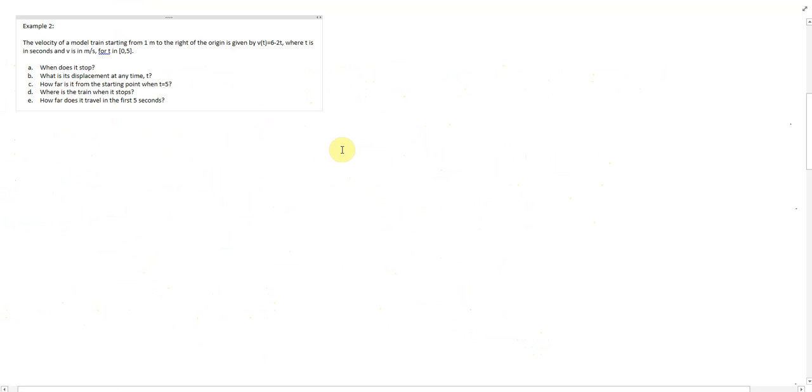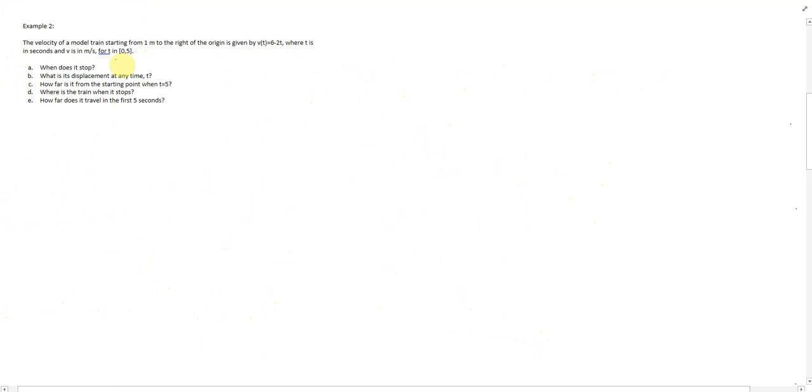Okay, so here's example 2. Let's take a look at it. So this is one that involves kinematics, so motion things. So let's have a look. The velocity of a model train starting from 1 meter to the right of the origin is given by this. V of t is 6 take away 2t, where t is in seconds, v is in meters per second, for t in 0 to 5.